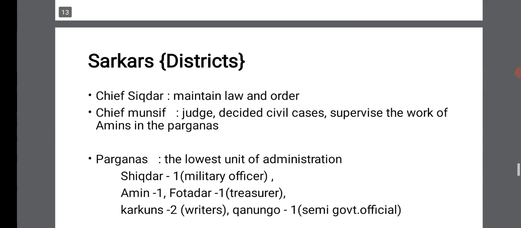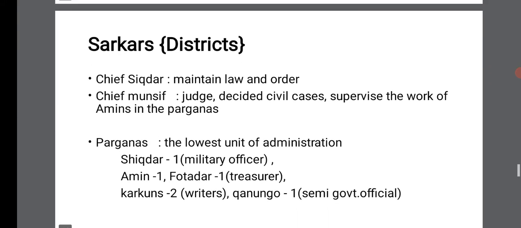Let us now learn about sarkars. Each province was divided into a number of sarkars, that is, districts. There were two chief officers in every sarkar: the Chief Shiqdar and the Chief Munsif. The first was a guardian of considerable importance and had a respectable force under his command. His duty was to maintain law and order in the district and to undertake expeditions against rebellious zamindars. He was also required to supervise the work of Shiqdars of the Parganas in his district.